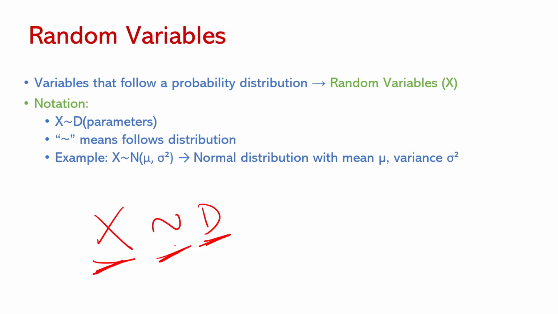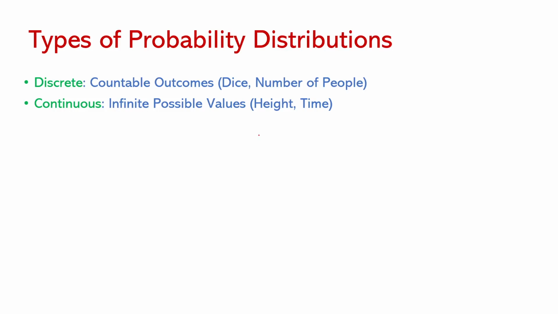So a simple example is given here. See, X is a random variable, it follows normal distribution with the parameters mean and variance. Okay, next, types of probability distributions. We have two types of probability distributions. First one is discrete, second is continuous. Discrete probability distribution and continuous probability distribution.